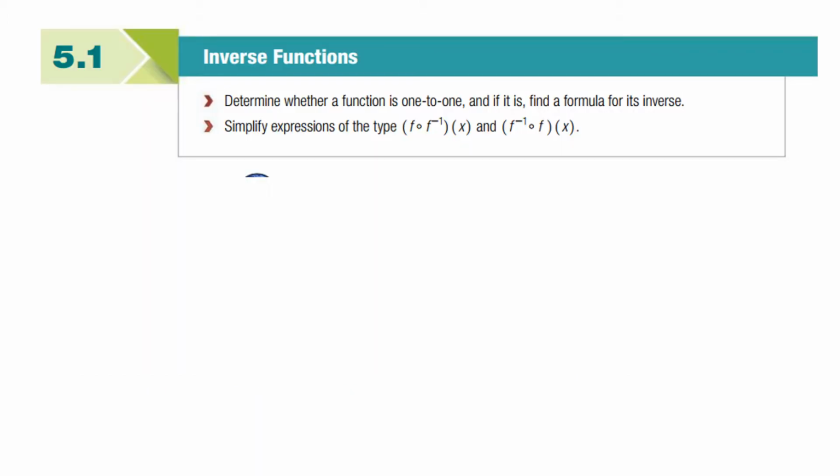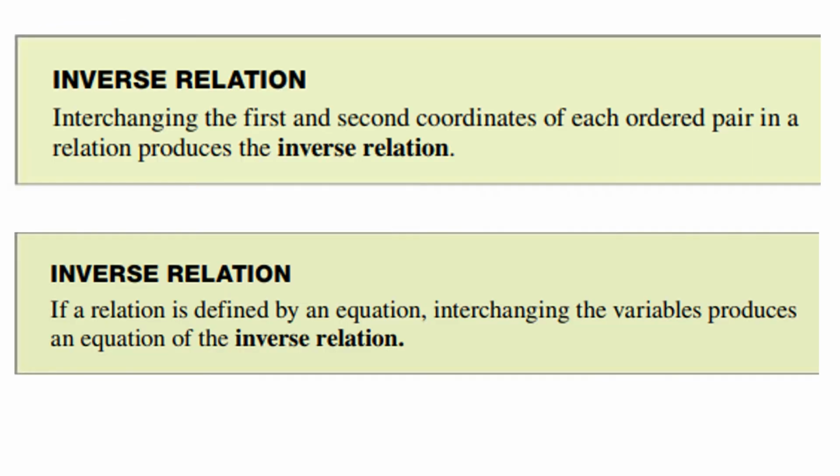Today's topic in chapter 5.1 is inverse functions. We have two primary objectives. The first one is to determine whether a function is what we will call and define to be one-to-one, and we'll have several characterizations of that. And if it is one-to-one, we can find a formula for its inverse. We also can simplify expressions of the type f composed with f inverse of x and f inverse composed with f of x. So here we go with these.